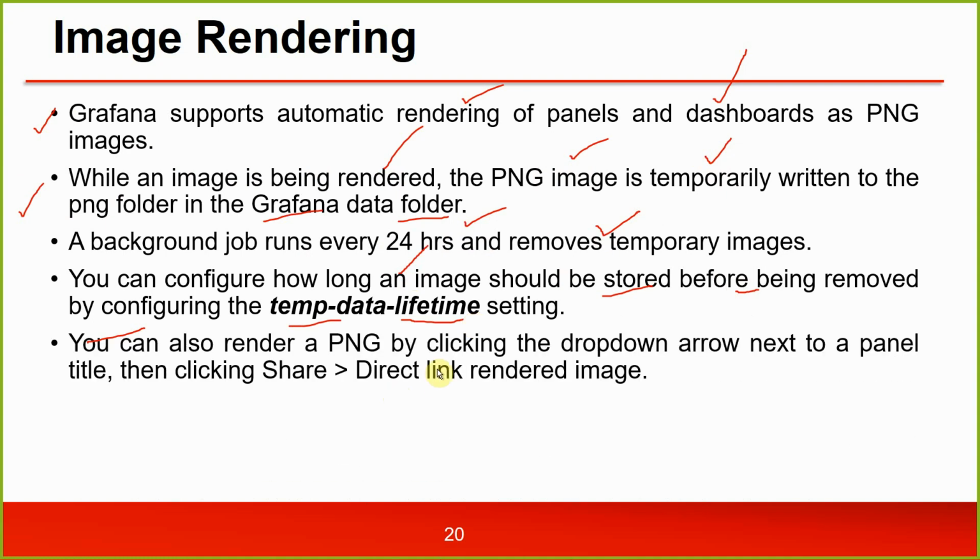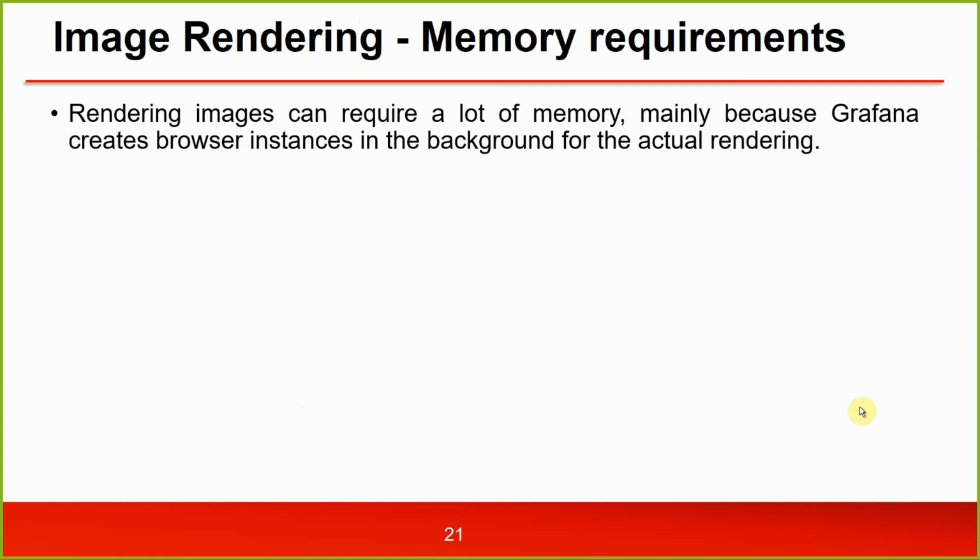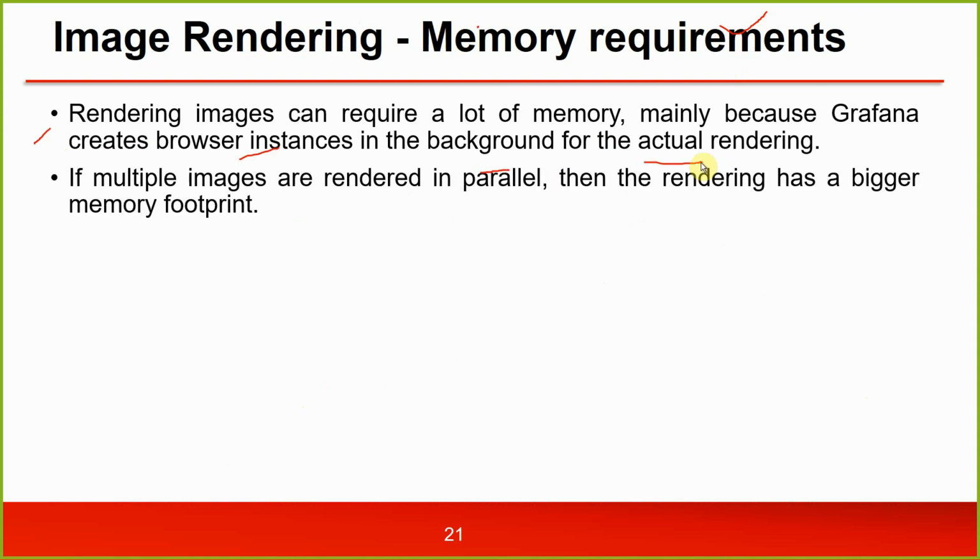You can also render a PNG image by clicking the drop down arrow next to the panel and then clicking share direct link. This is what I have demonstrated. Hope you recollect that. The memory requirement is high on demand, by the way. Rendering images can require a lot of memory, mainly because Grafana creates browser instances in the background for the actual rendering of the image. So if multiple images are rendered in parallel, then rendering has a bigger memory footprint.